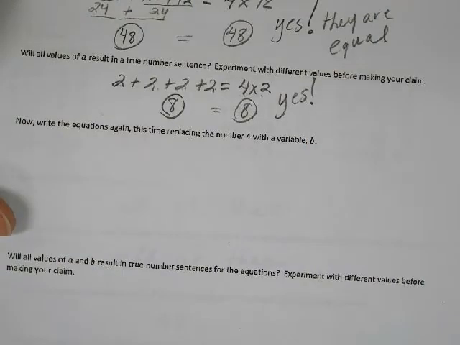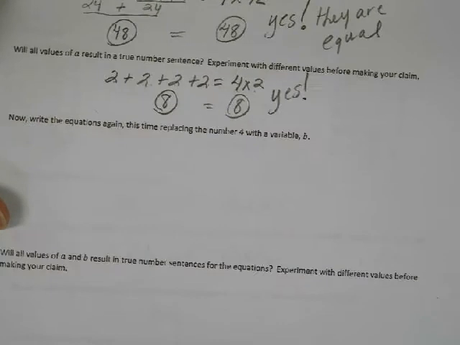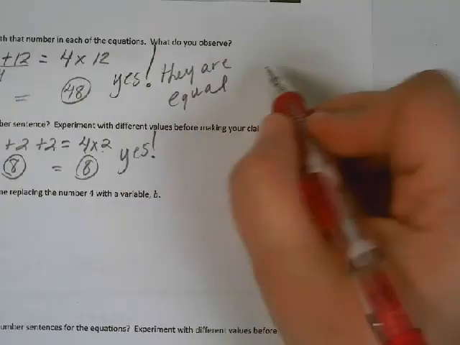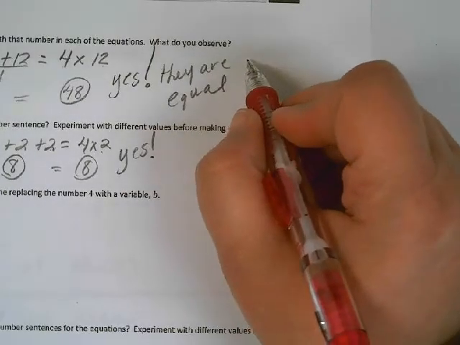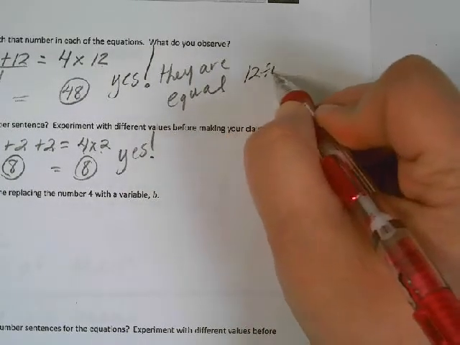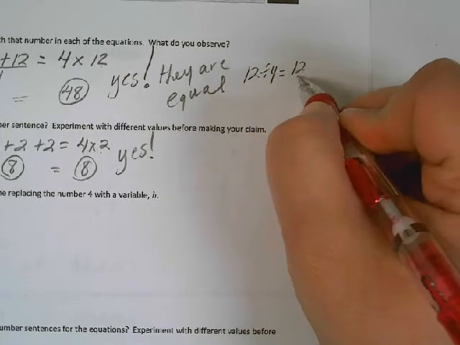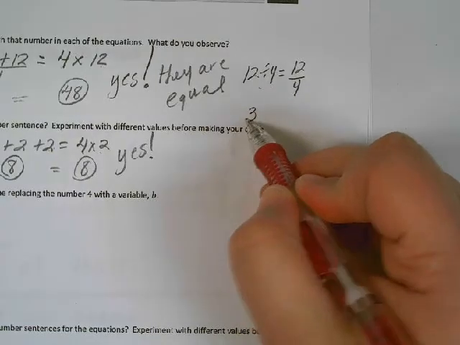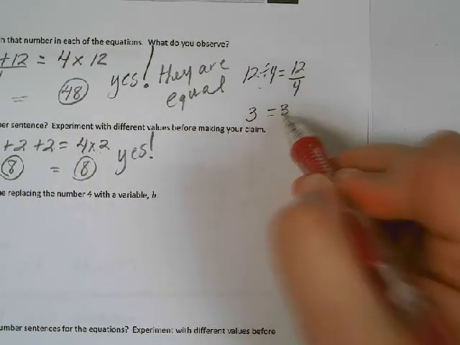Yes. Now the one thing we haven't checked is the division. So let's go back and double check that. So the first one we should have had 12 divided by 4. Is that equal to 12 over 4? Well, 12 divided by 4 is 3, and 12 divided by 4 is 3. So yes.